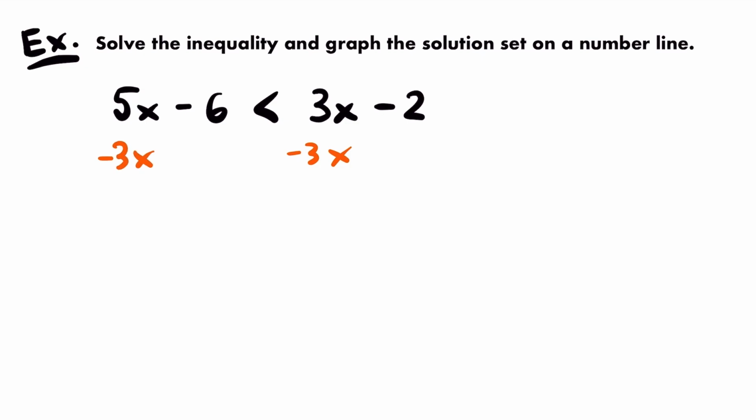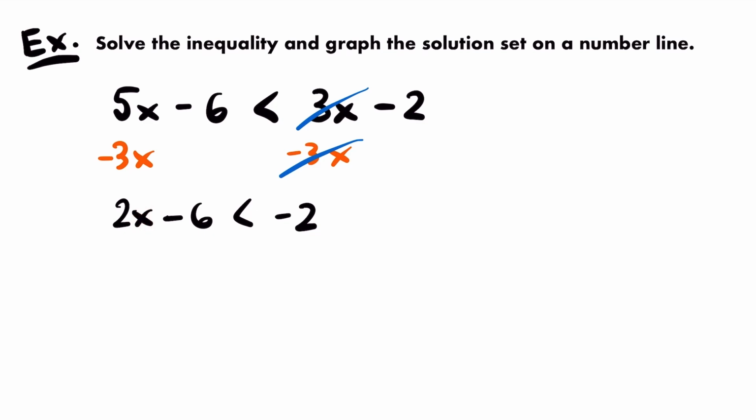By doing that, this 3x and this negative 3x will cancel out to be 0. But then over here, we want to combine these two terms, 5x and negative 3x. They have the same variable part, so they are like terms. Just add the coefficients, 5 and negative 3, which combine to be positive 2. So we get 2x minus 6 is less than negative 2. Now we only have one instance of the variable x, which means we are one step closer to being able to isolate and solve for that variable.